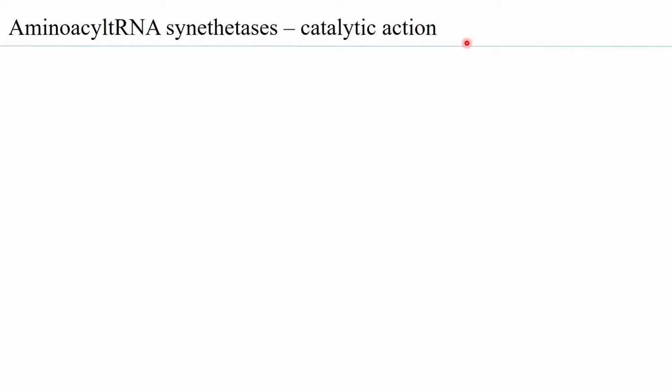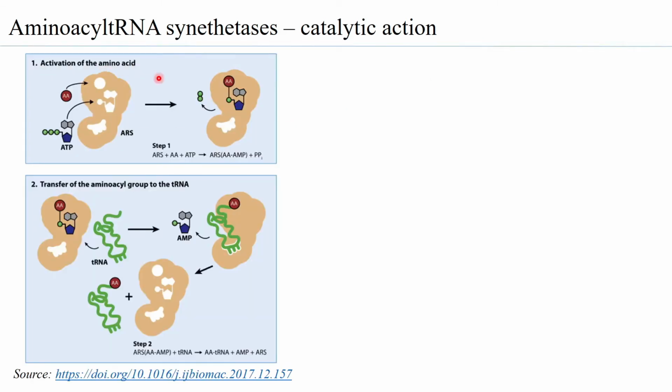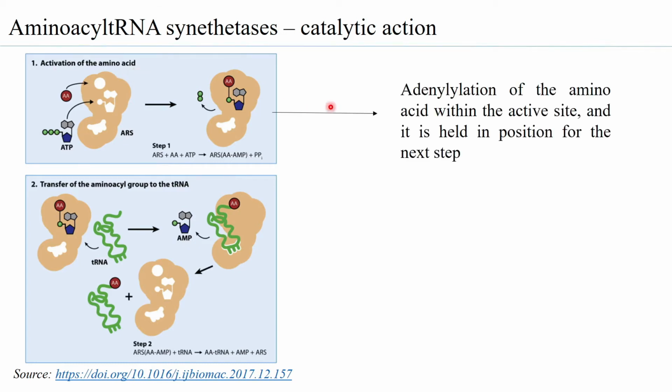Now let us look at what the catalytic action of aminoacyl tRNA synthetase is. In fact, the catalytic action is in two steps. So the first step is what is called activation of the amino acid. As you can see in the figure, the enzyme has the catalytic domain's ability to bind to the amino acid. Now, however, the amino acid that is present inside is always in an activated form. Now, what do we mean by activated form? That is, the amino acid is adenylated.